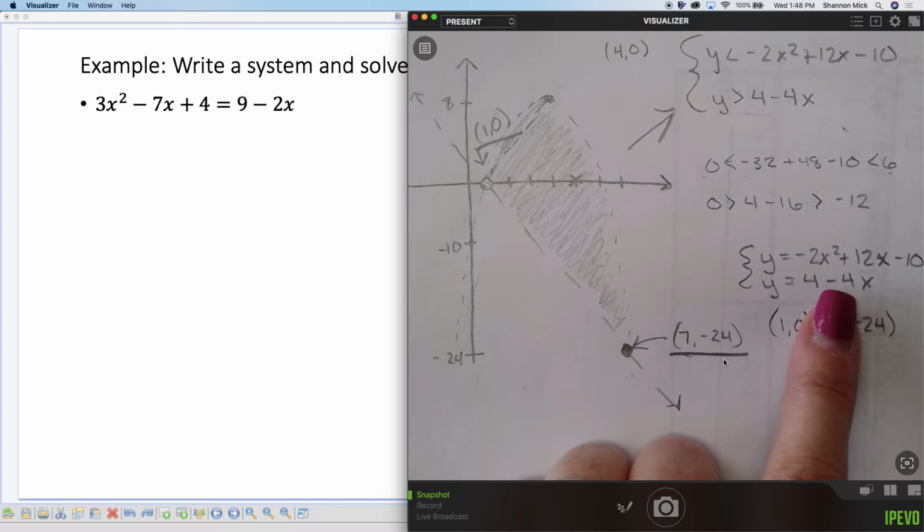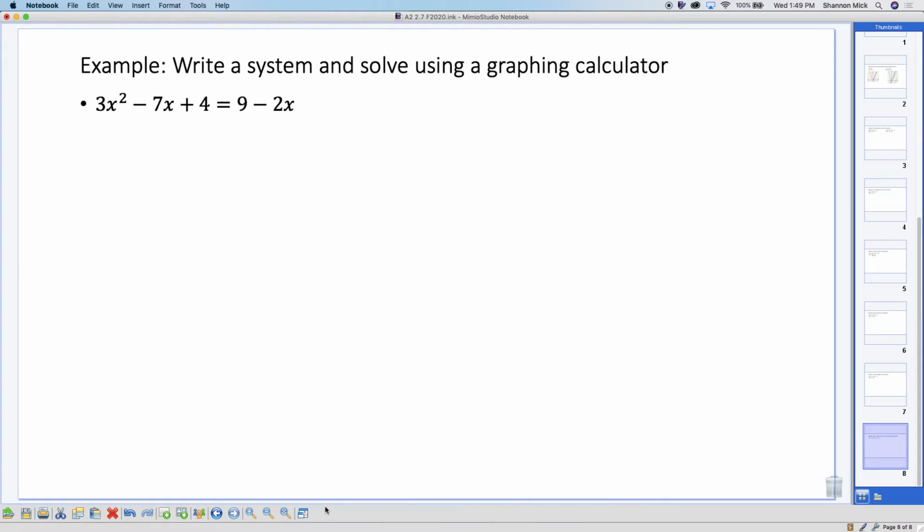You would set them equal to each other. So guess what we get to do over here? We get to go backwards, correct? So, no, we go backwards. We're putting them into a system.